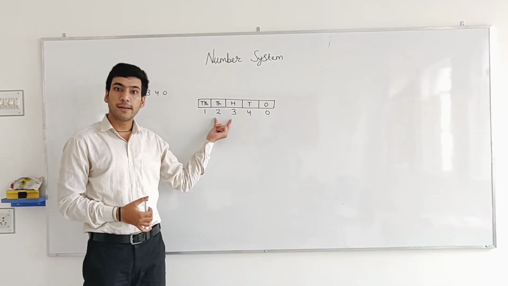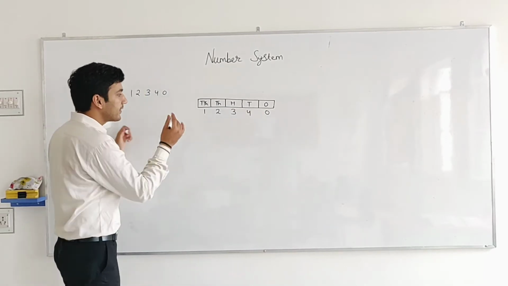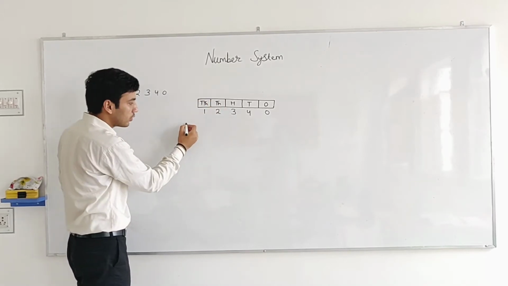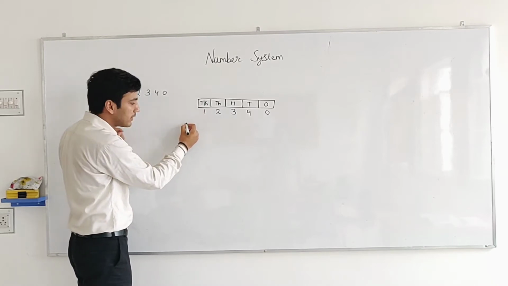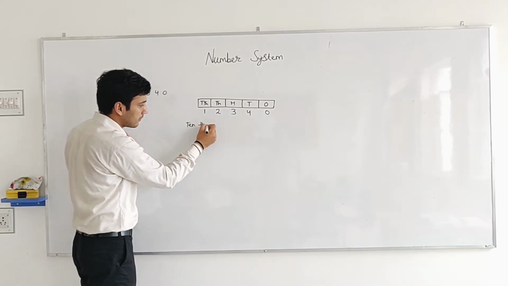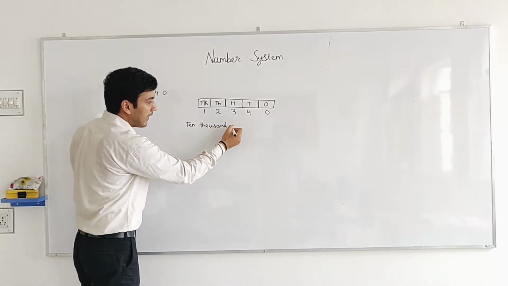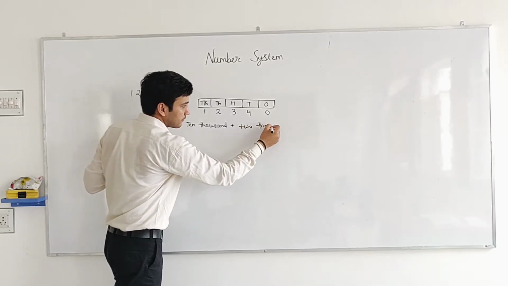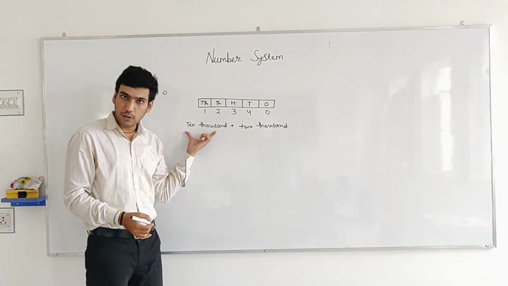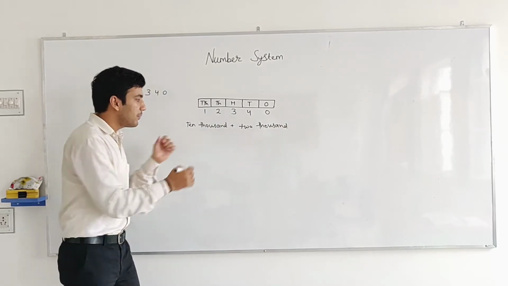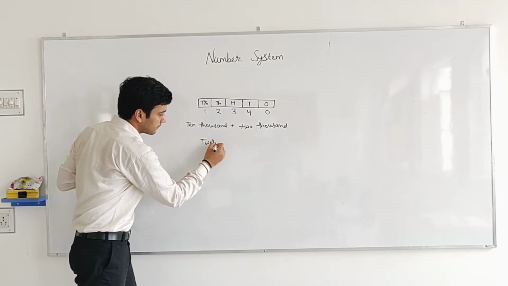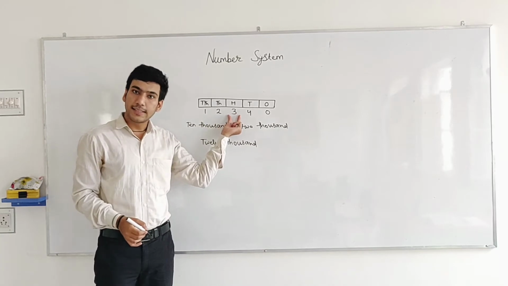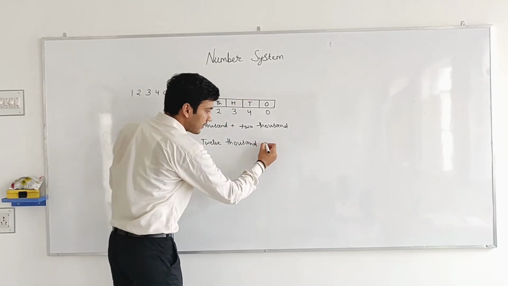Now, if I want to write the number name of this number, how will I write it? 1 is on the 10,000's place and 2 is on the 1000's place. So for this one, 10,000 is there, and for this 2,000 is there. So 10,000 plus 2,000 will make 12,000. Now next, 3 is on my 100's place, so 300.